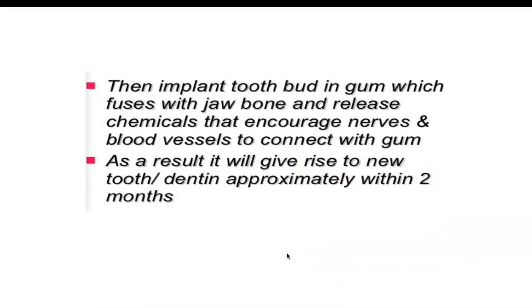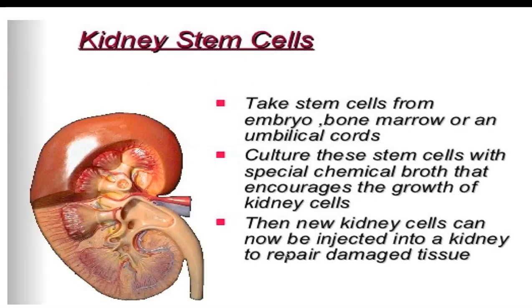Then they implant the tooth bud in the gum, which fuses with the jawbone, and it releases chemicals that encourage the nerves and blood vessels to connect with the gum. And as a result, it will give rise to a new tooth or dentin, approximately within 2 months.